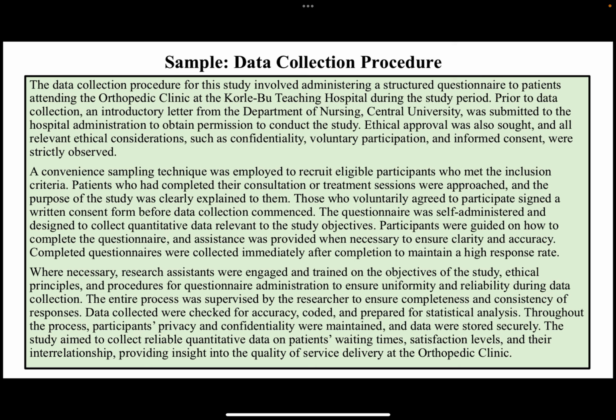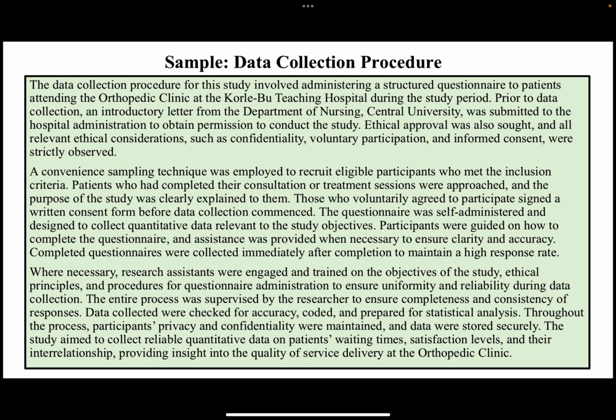Then they went further to tell us that ethical approval was sought, and all relevant ethical considerations such as confidentiality, voluntary participation, and informed consent were strictly observed. Is that okay? Now, within the data collection procedure, another thing you should remember is that you have to let us know the type of sampling technique that you use.